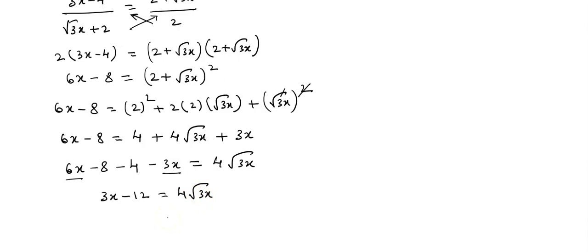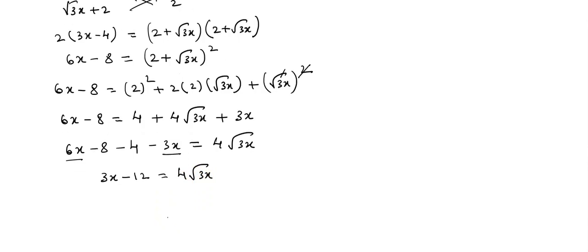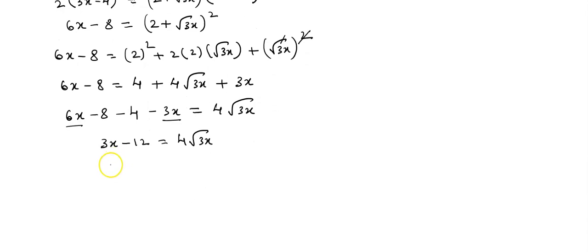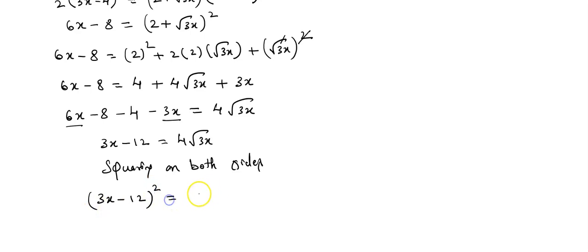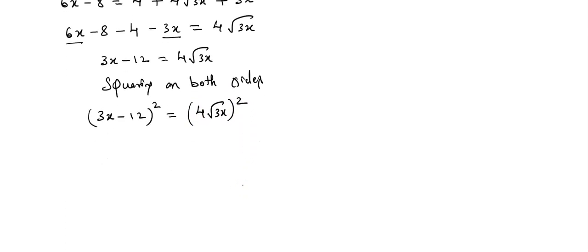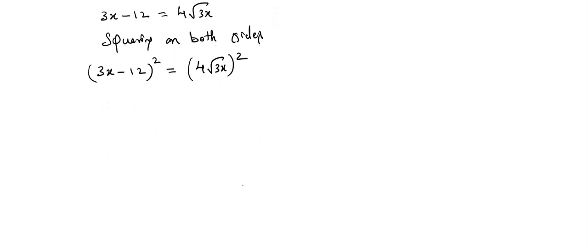See, children, whenever you have to remove the root in the middle of the steps, you can do this thing. That's nothing but squaring on both sides. That is 3x minus 12 whole square is equal to 4 root of 3x whole square. Very simple. Simple, right? Correct, no, children? Yeah. Both the sides we have done the squaring.